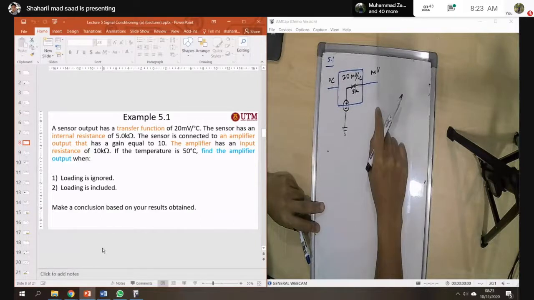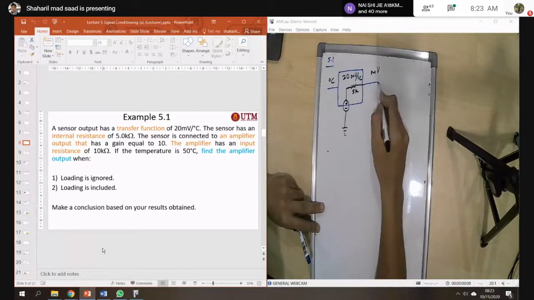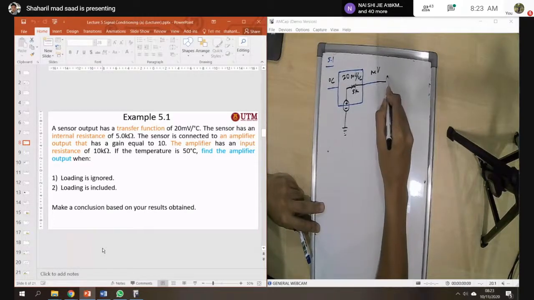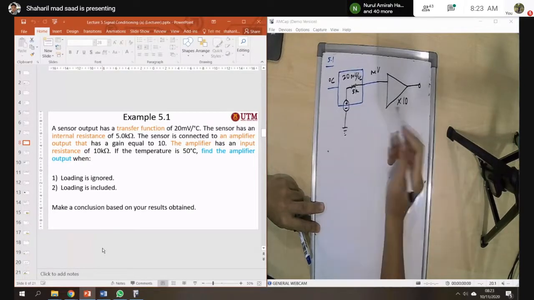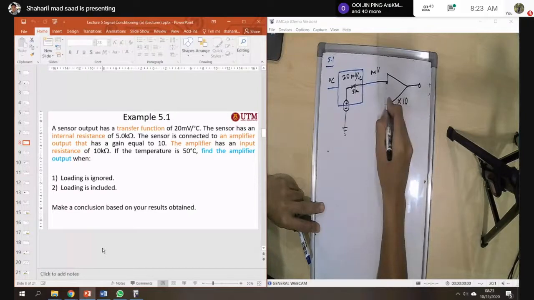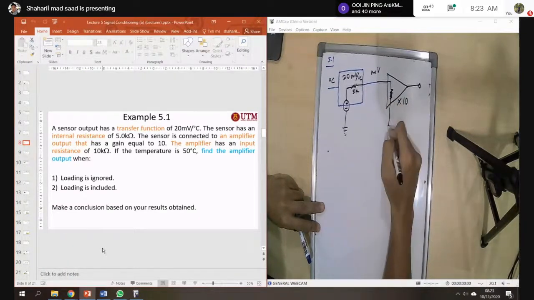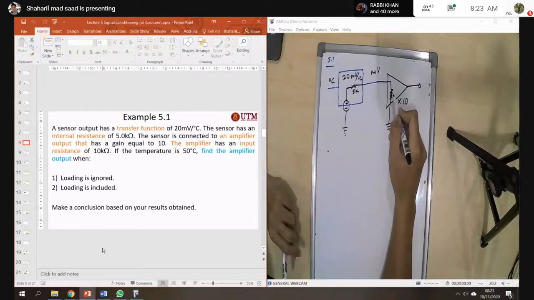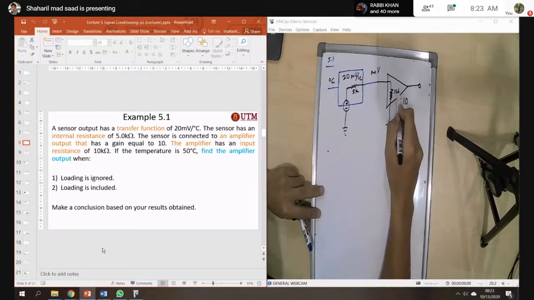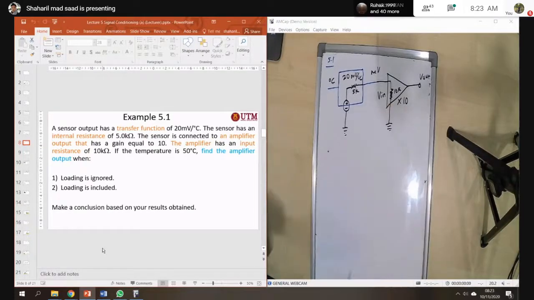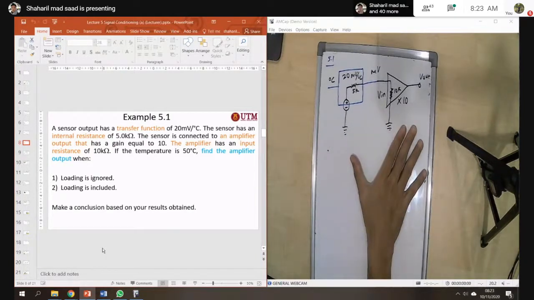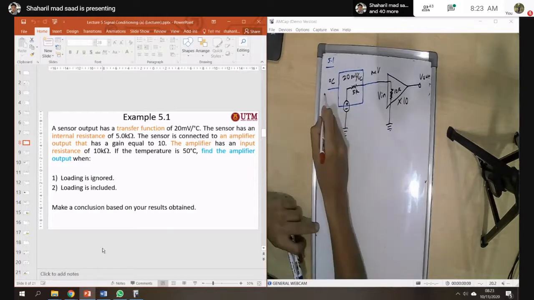Then it is connected to the amplifier that has gain. Now it's connected to the amplifier, and it has gain 10. And then it has the resistance, 10 kilo ohm here. So this is your V out and this is your V in. Okay, so this is the information that we got from the question.